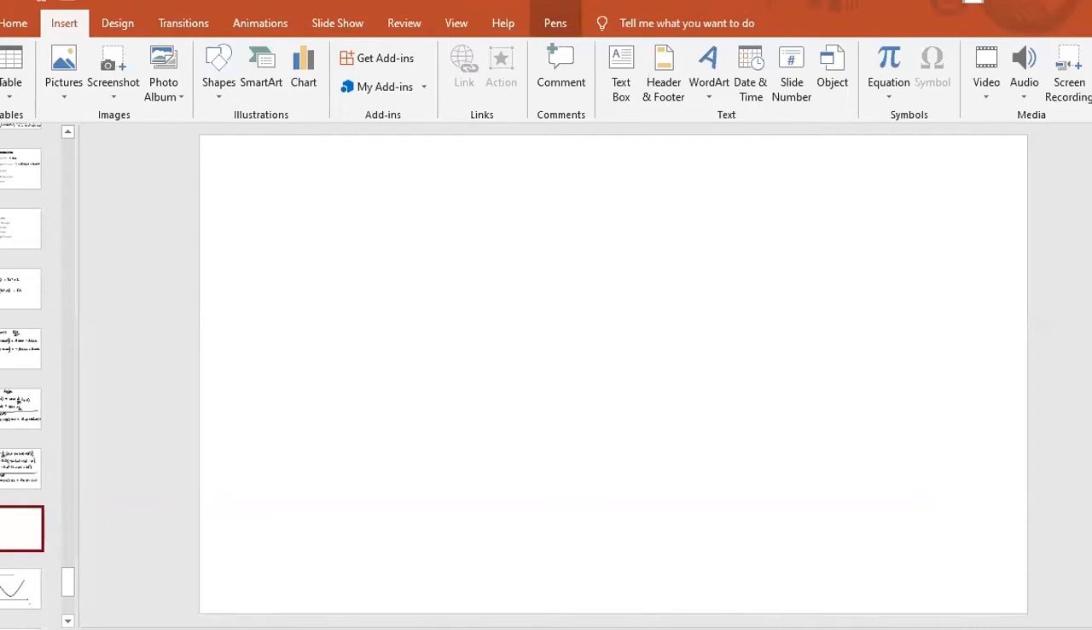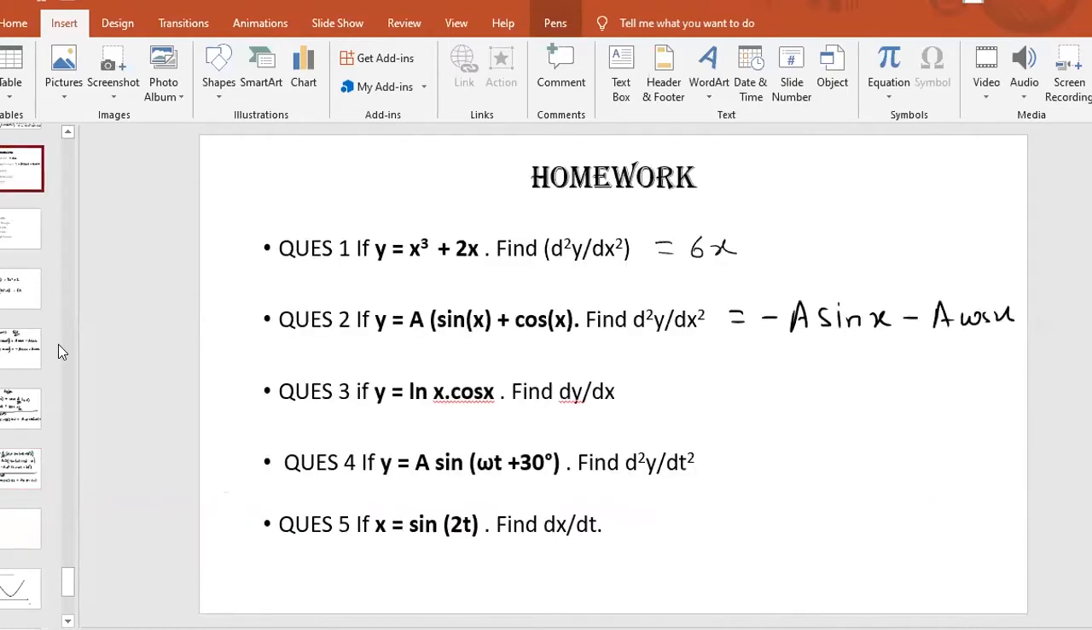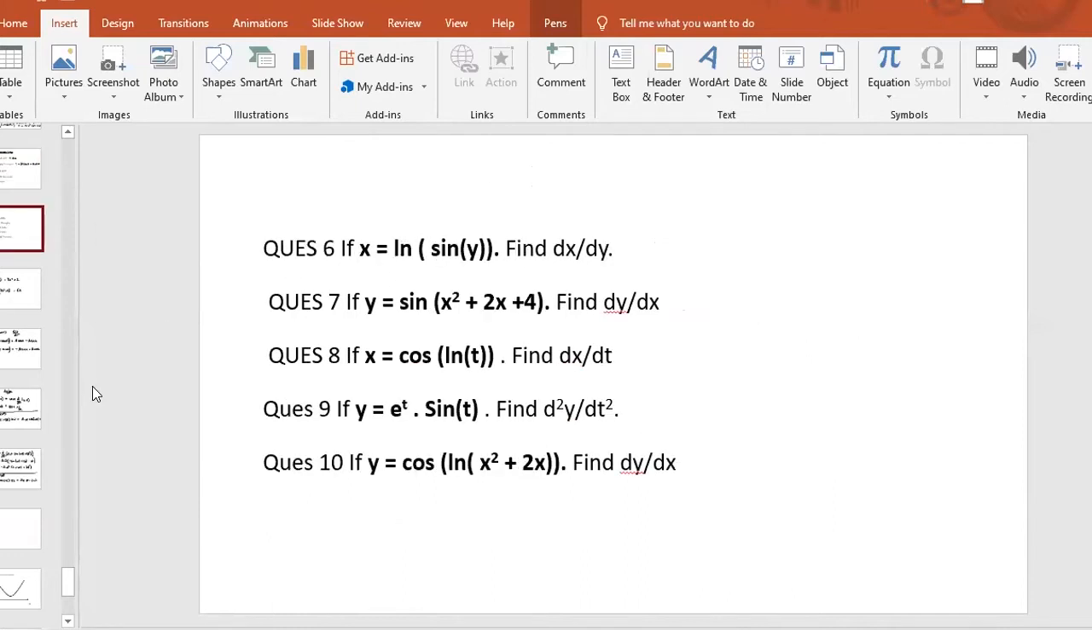So I think we have discussed till question number 5. Now I'll show all the slides. Whatever slide you want me to show, I will show in the last 10 minutes. Now next is question number 6. If x is equal to log of sine y, then find the value of dx by dy.